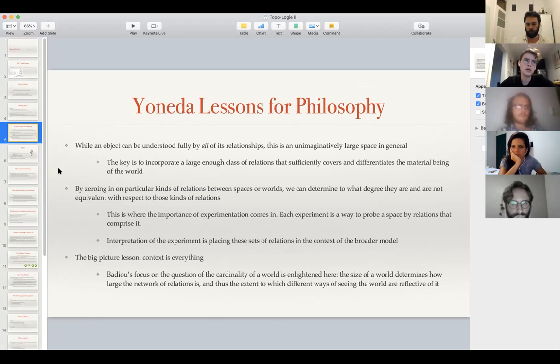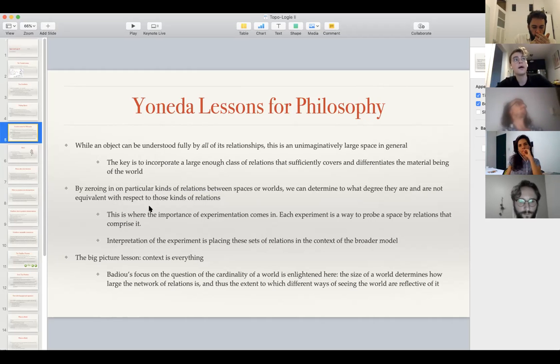But the idea is that if we want to approximate things and make models of things, you have to incorporate a large enough class of these relationships that do two things. They have to both cover the space, meaning that we have enough of them in quantity, but they also have to differentiate. If we're talking about the space of value, we want to look at relationships that differentiate the material being of the things that matter or the things that we're concerned about. So for example, we want to make sure that we can represent the interests of all workers in this value space, and really understand the value of all workers in this value space. That really is about incorporating a large enough class of these inclusion relations into the value space.